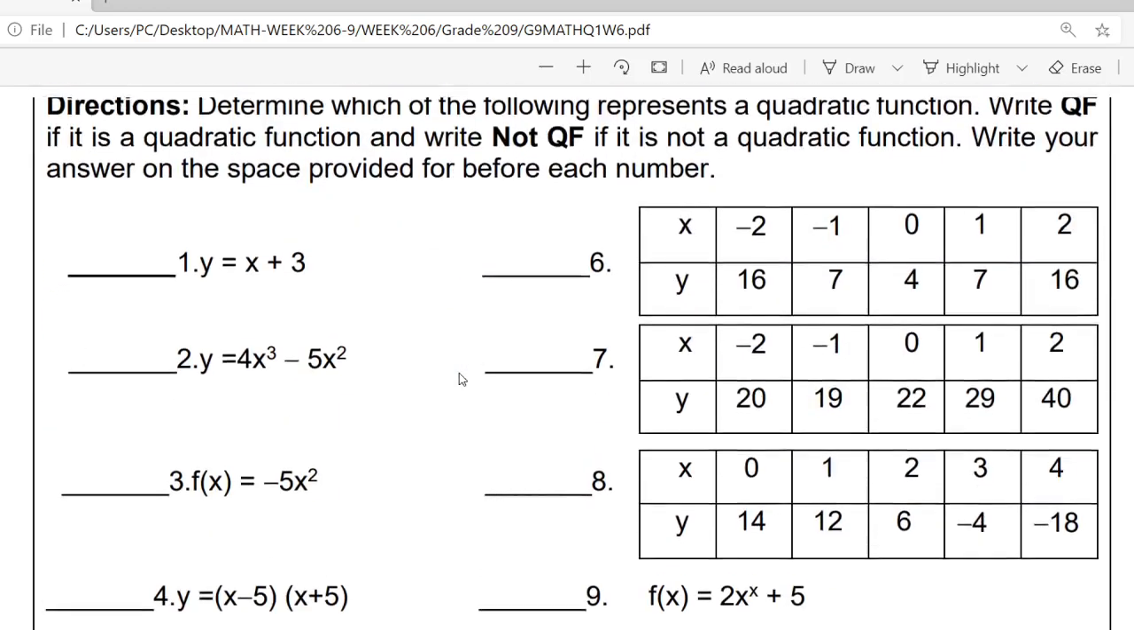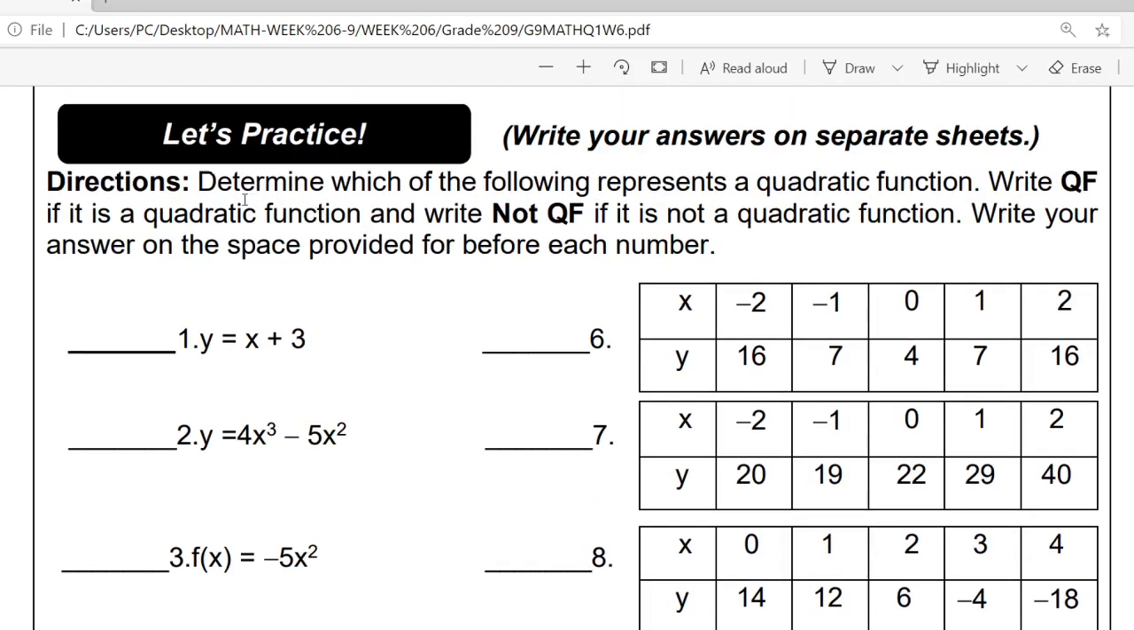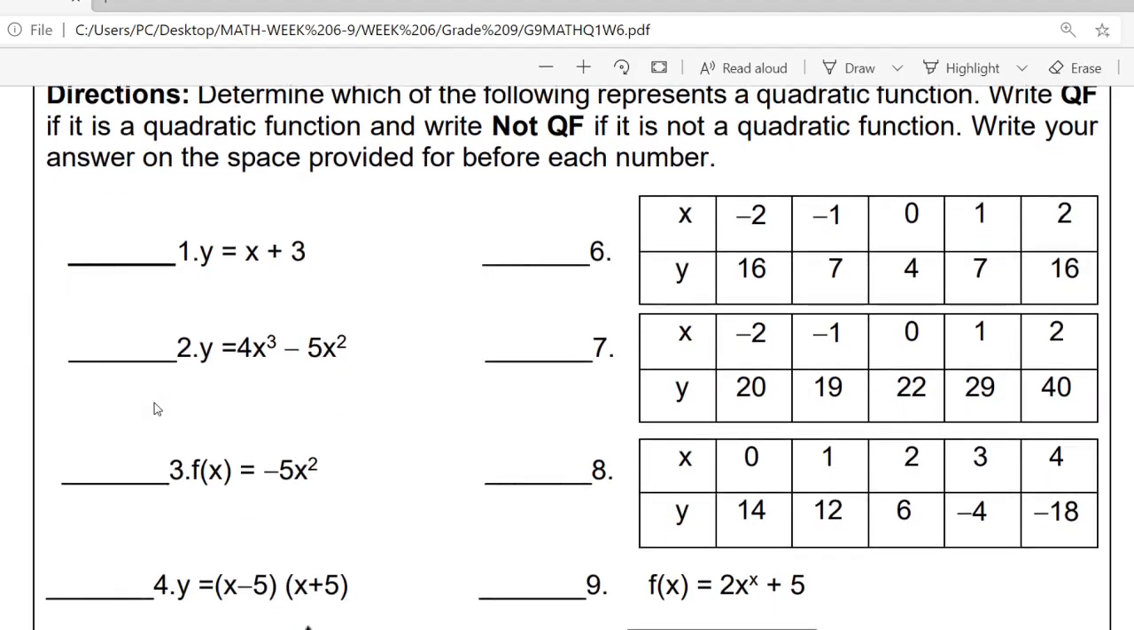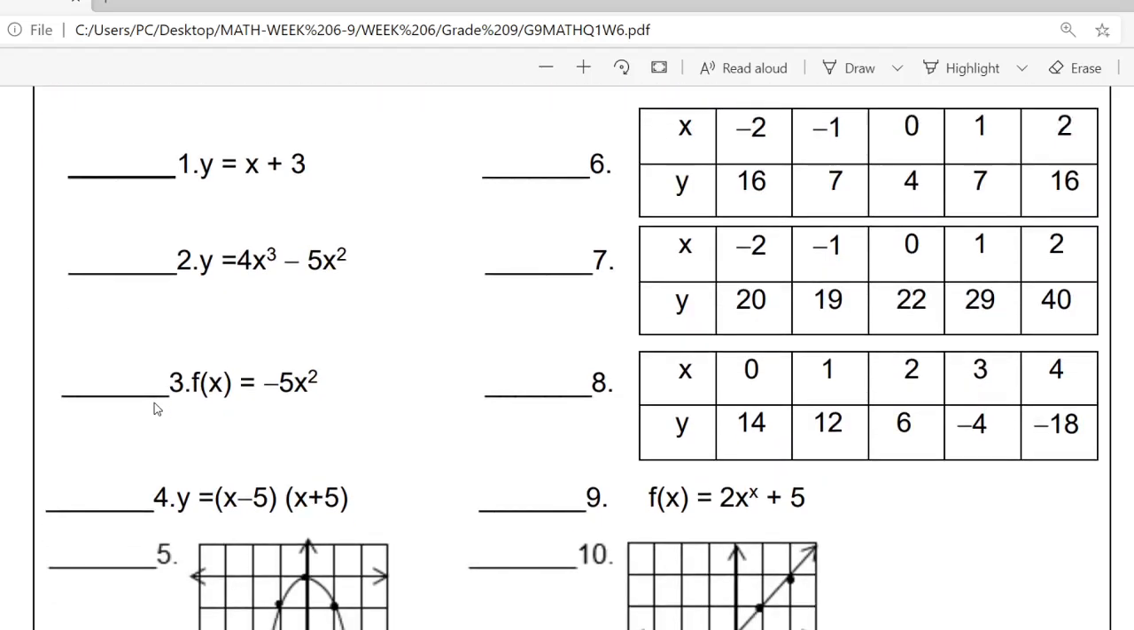Okay, next. So, you have activity here. Determine which of the following represents a quadratic function. Write QF if it is a quadratic function, and write not QF if it is not quadratic function. So write your answer here. So just write if it is quadratic function, then just write QF. If it is not, then not QF. Okay. Next.